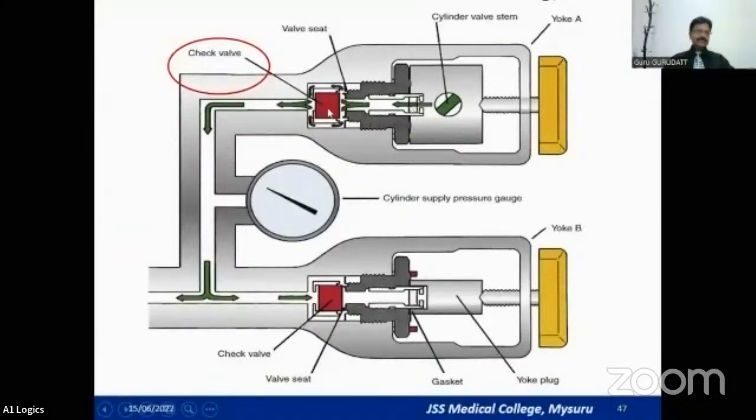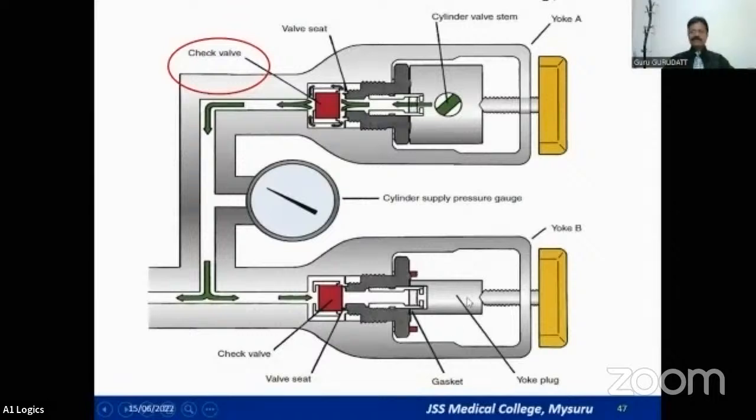So the gases will push the check valve, and the gases will be able to start flowing towards the anesthesia machine. If the gases are trying to flow out of the anesthesia machine through the other yoke assembly, your check valve will not allow it. Yes, of course, this check valve will prevent the leaking of the gases through the other yoke assembly, and also it will prevent the transfilling of an empty cylinder.